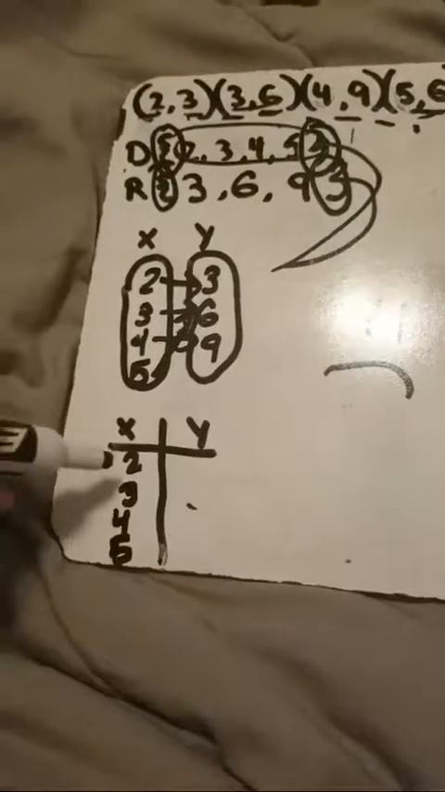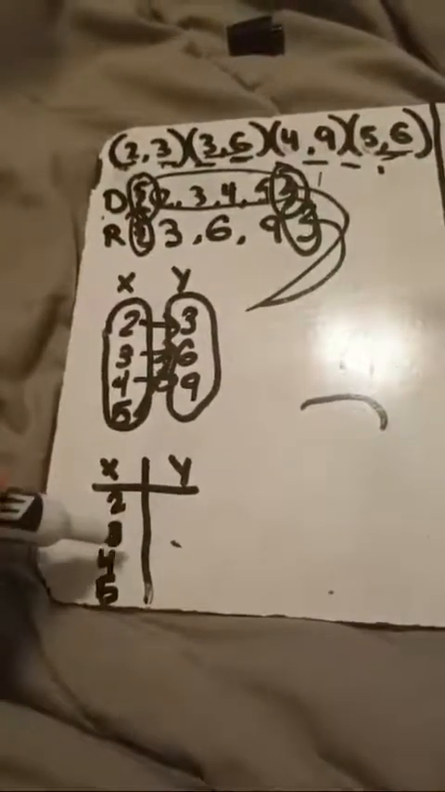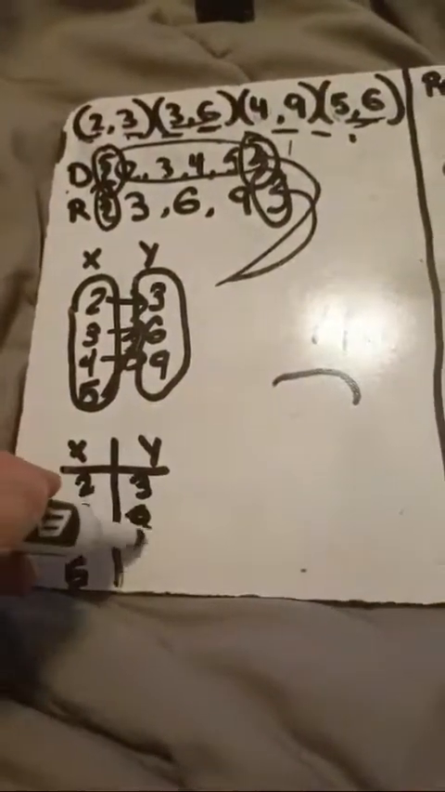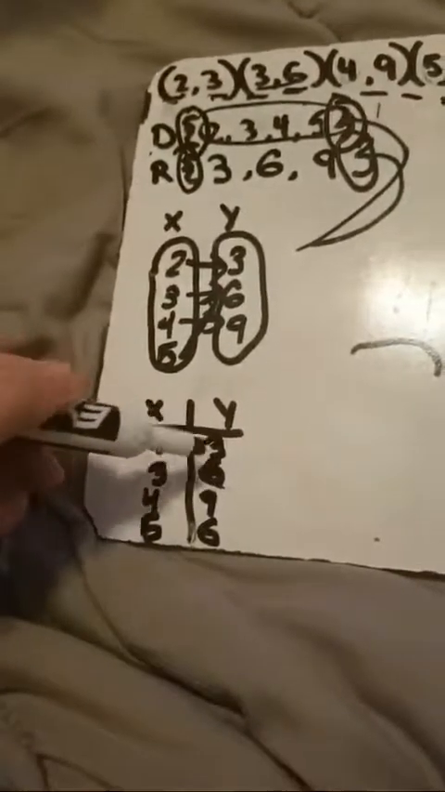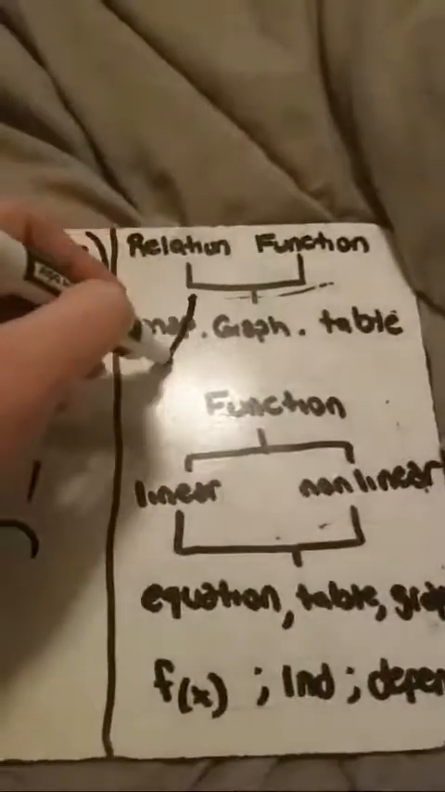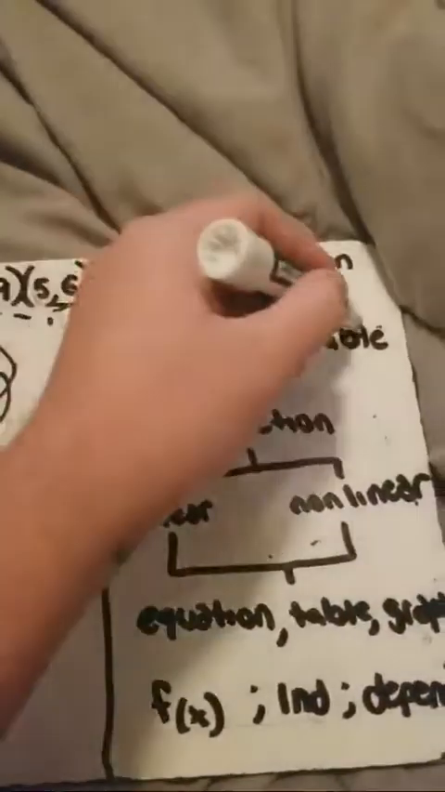Okay, so I'm going to put these in numerical order. So we have 2, 3, 4, 5, and then they're going to go with their appropriate coordinates. So that's a 6 if we can't read. It should say 3, 6, 9, 6. Only this side goes in numerical order. This side goes with the thing it's on. Okay? So that is maps, we know how to graph, and we know how to do tables.